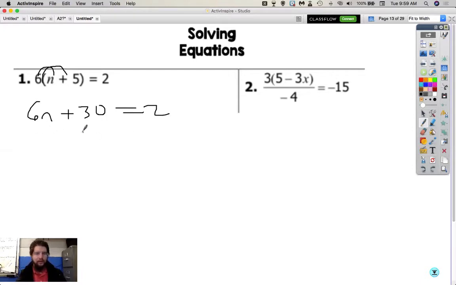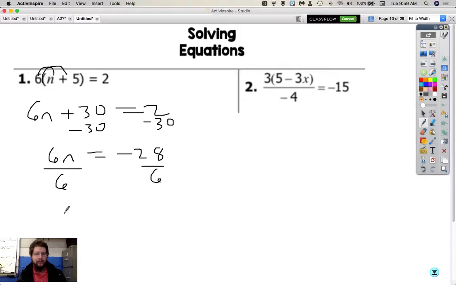So now what I need to do is isolate my variable. I need to get it by itself. So to do that, you're going to add, subtract, multiply, divide, whatever you have to do to get this n by itself. And we're going to do subtraction and addition before we do multiplication and division. So I'm going to subtract this 30. So 6n is equal to negative 28. Divide by 6.